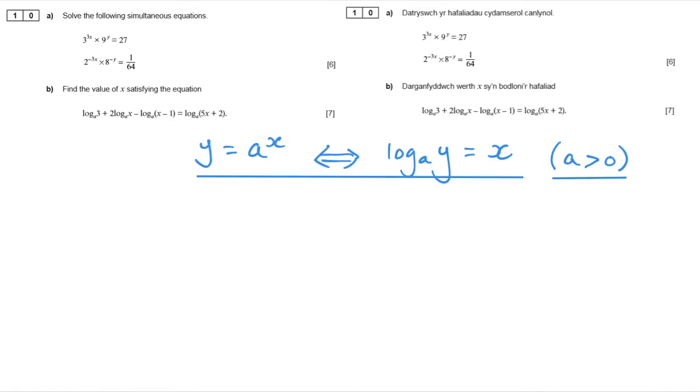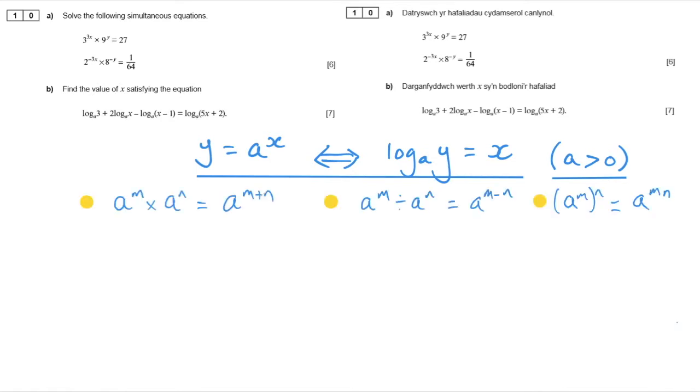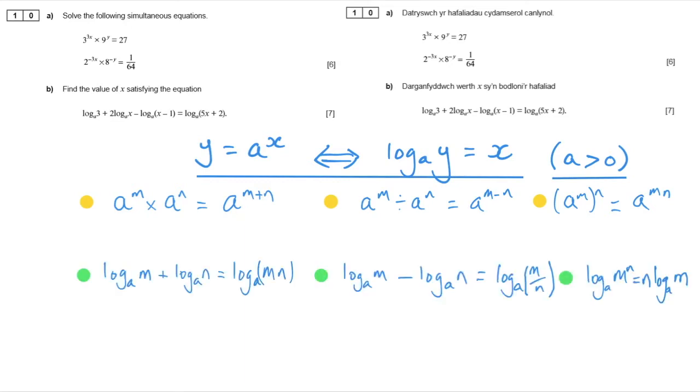The three laws of indices are shown. Notice that these are used extensively in simplifying expressions involving indices, and that these require the use of the same base number, shown here as a. And inherited from these rules, we have the three laws of logarithms, which are also shown. It is important that you are familiar with the use of all of these rules.